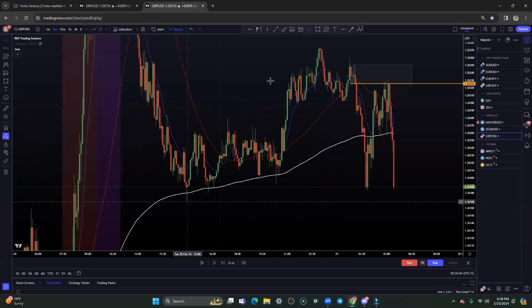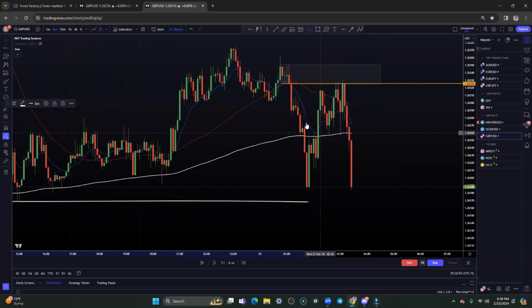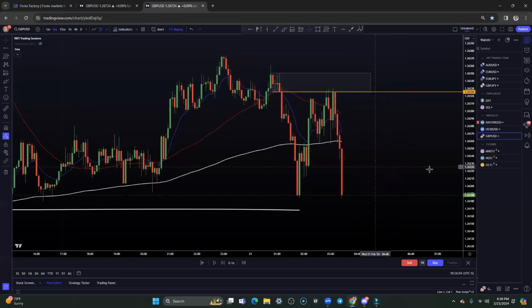And I wish it would have had a major break of structure. If it would have broke this low, that would have just been beautiful. But we already know how the market is. It's not going to give us the most beautiful setup. So if you won on this, you did pretty good for sure.